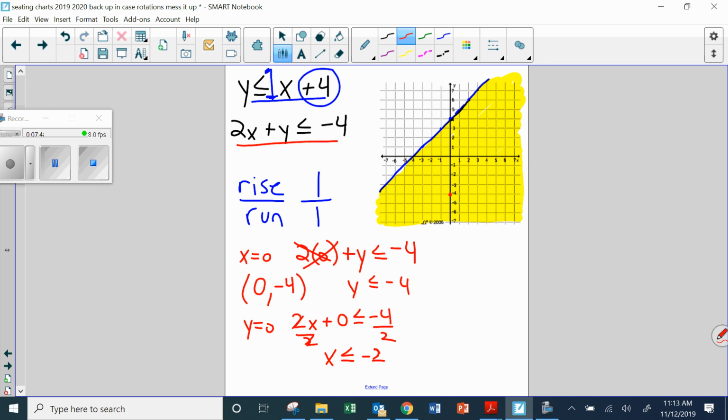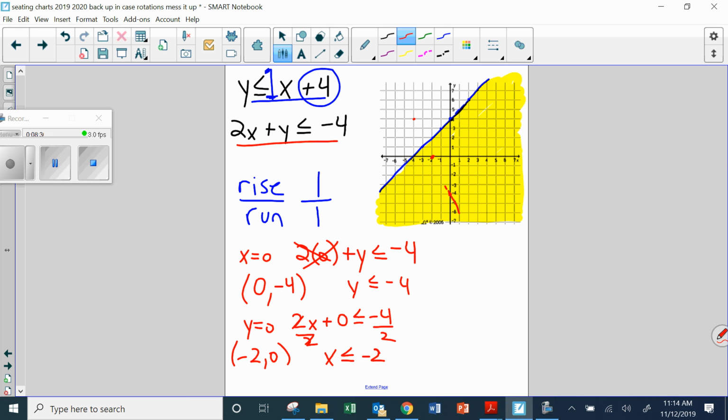Negative 4 divided by positive 2 is negative 2. So now my second coordinate, or ordered pair, is negative 2, comma 0. So now I plot that. So negative 2, comma 0 is right there. So now, to the best of my ability, I'm going to try to draw a straight line through those 2 points. So kind of, I would get another point right there. So now, if I drew a straight line through that, that would be right through there.